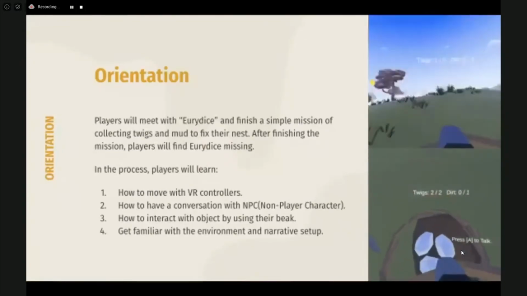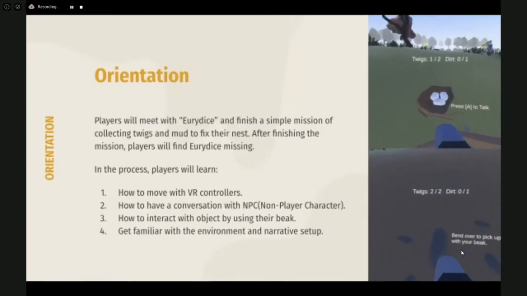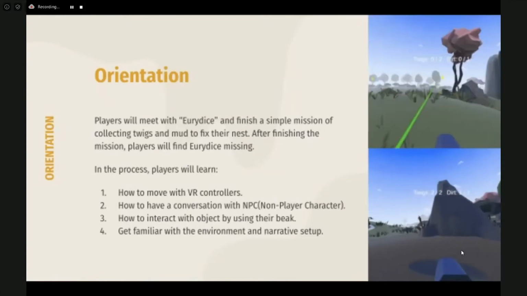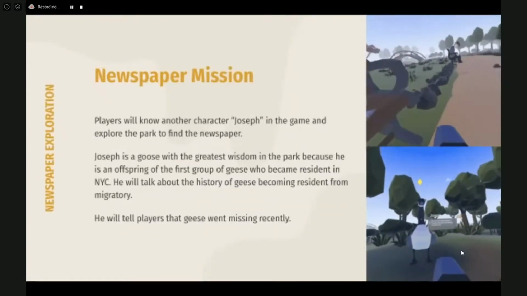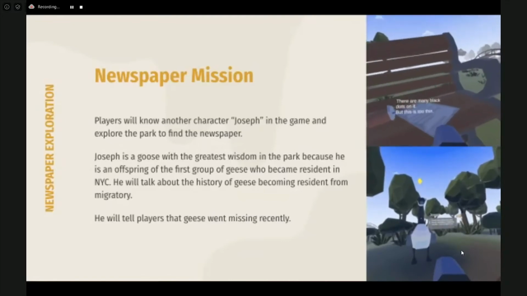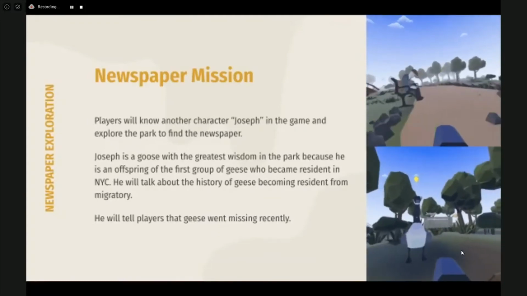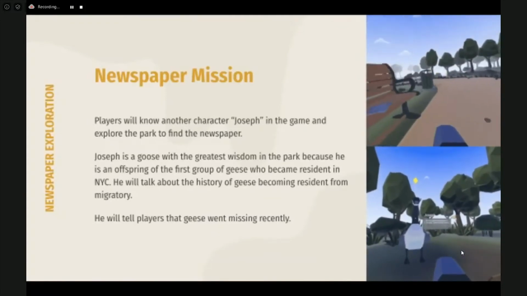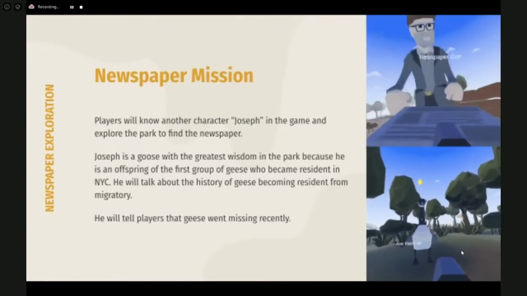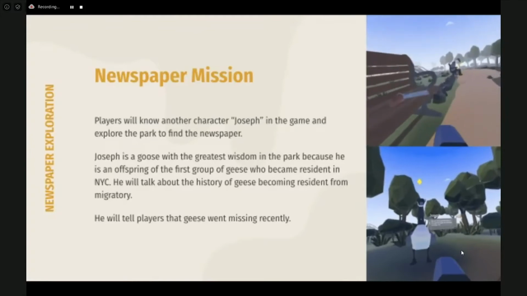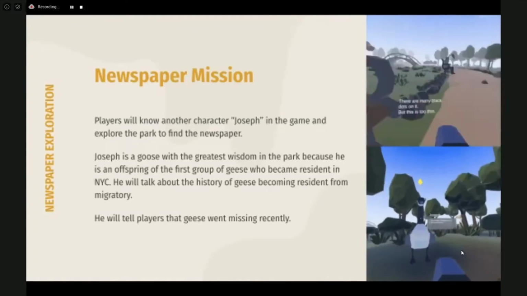After the player fixes the nest, they will find that the partner Aridus is missing, which leads to the next part. In the second part, the player will meet another character called Joseph, who is a goose with the greatest wisdom in the park. Joseph will tell the player that many geese went missing recently and ask the player to find a newspaper to acquire more information. As you can see, the player will not have visual indicators in this part now because they need to explore and observe in the game.